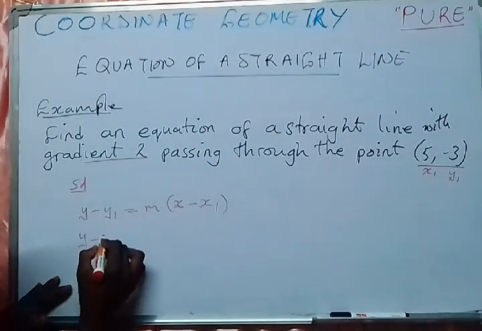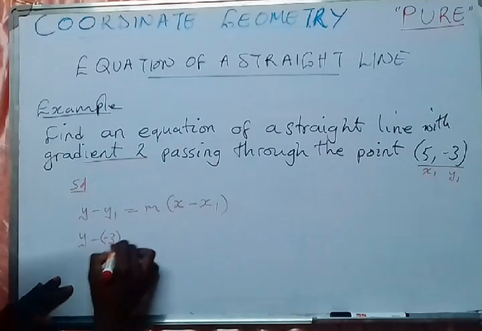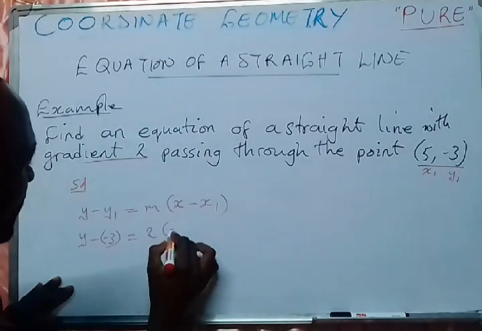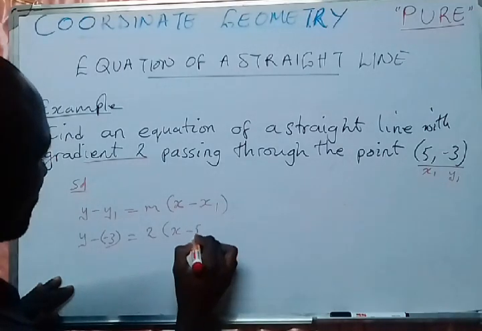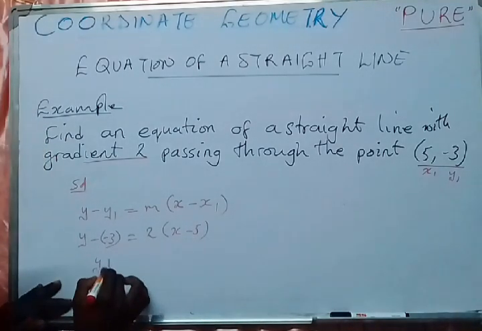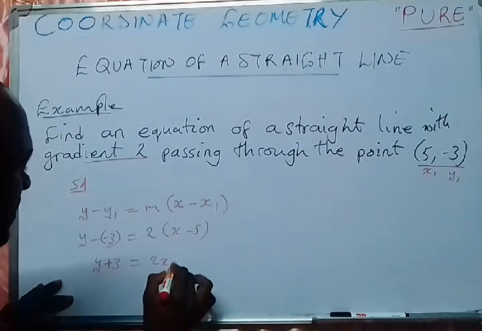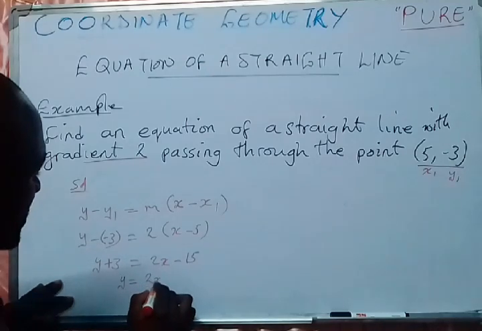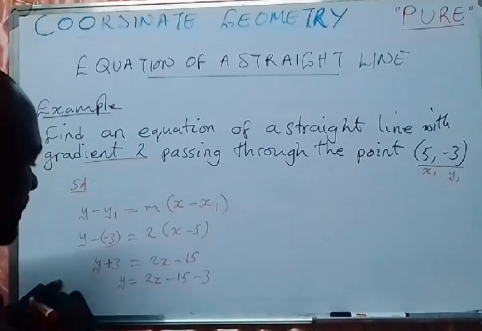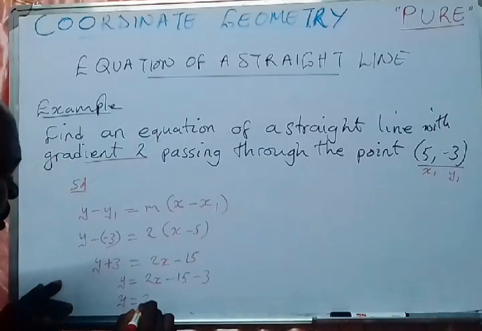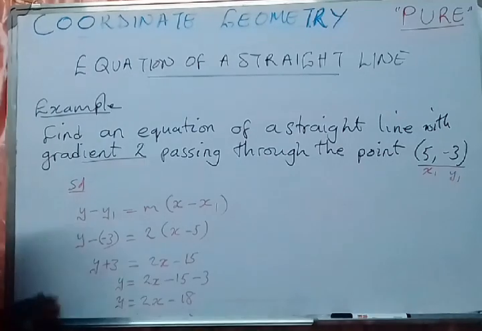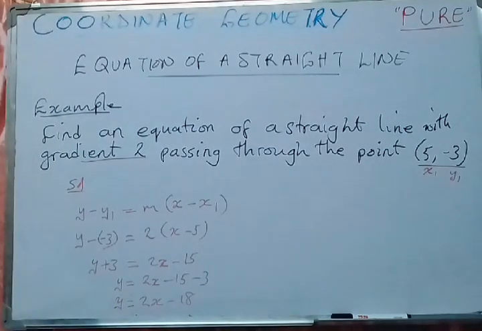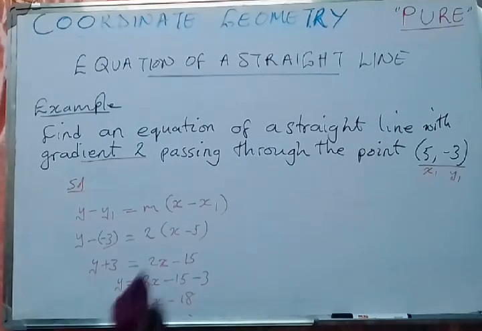So it will be y minus, our y1 is negative 3, equals our gradient is 2, open bracket, x minus, our x1 is 5, close bracket. Then this will be y plus 3 equals 2x minus 15. And then we remain with y is equal to 2x minus 15 minus 3, which gives y is equal to 2x minus 18. Let me reverse a minute here.